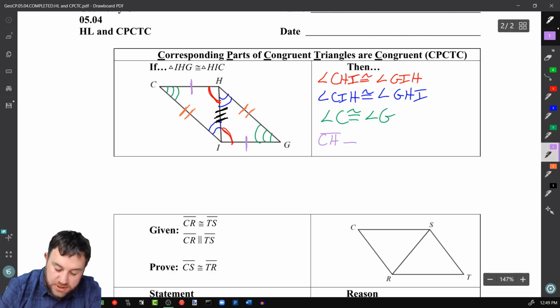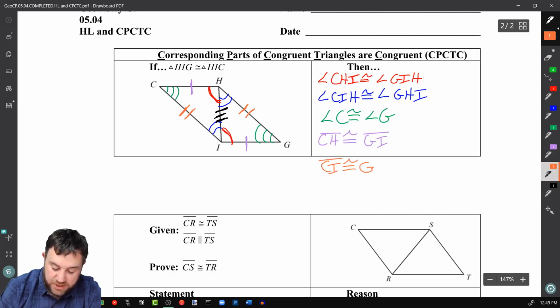We know segment CH is congruent to segment GI. We know segment CI is congruent to segment GH. And finally, we know that HI is congruent to itself.